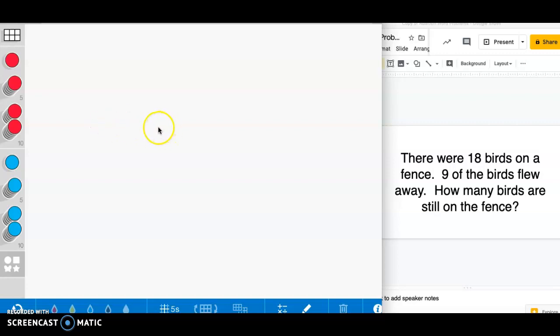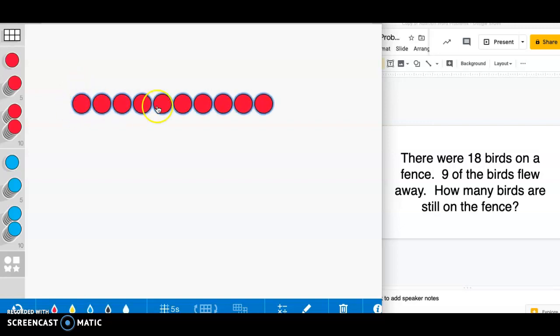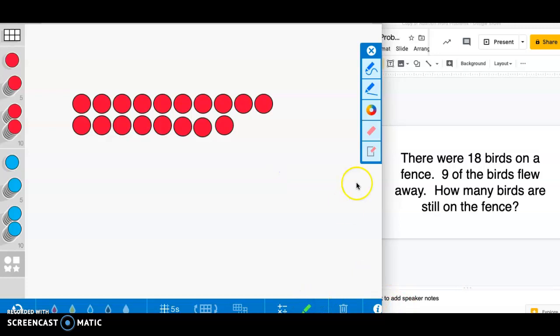So there were 18 birds on the fence. So I'm going to put 10, 11, 12, 13, 14, 15, 16, 17, 18. And I'm putting 18 first because that's the largest number, and I know that this is a subtraction sentence because it told me that the birds flew away, and it's wanting to know how many are left.